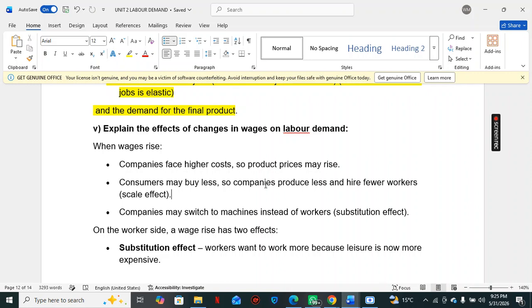And then eventually, when wages rise, companies can also switch to machines instead of workers. Any questions on that?